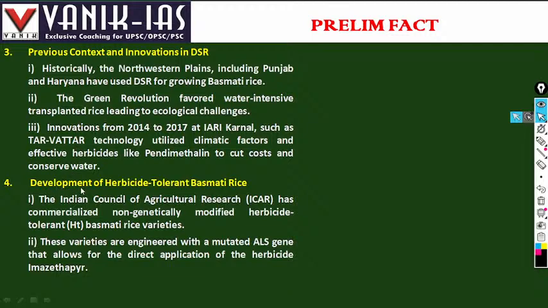Okay. Then development of herbicide tolerant basmati rice. The Indian Council of Agricultural Research (ICAR) has commercialized non-genetically modified herbicide tolerant basmati rice varieties. These varieties are bred with a mutated ALS gene that allows for the direct application of the herbicide imazethapyr.